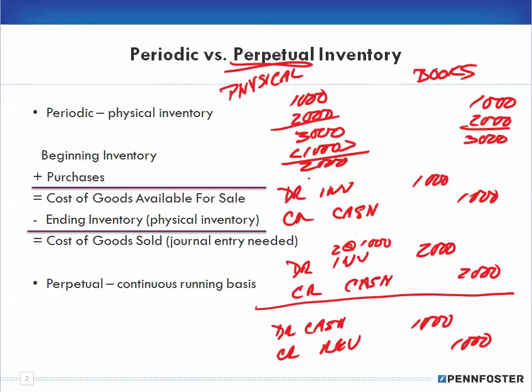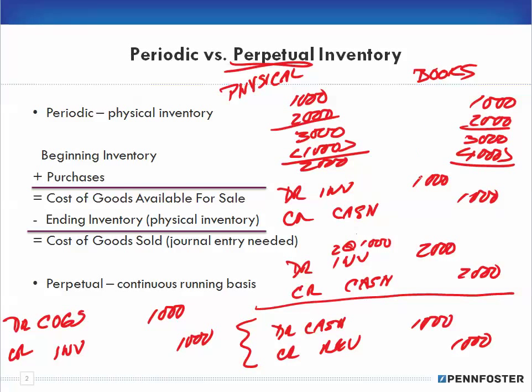So in doing perpetual, since I'm constantly updating my inventory every time something goes in or out, I have to update my books. So when I make the entry for the sale, I also have to make an entry to debit cost of goods sold and credit my inventory account for the $1,000 so that I can transfer it out of the inventory and put it over to cost of goods sold. So on my books, my inventory now is $2,000.